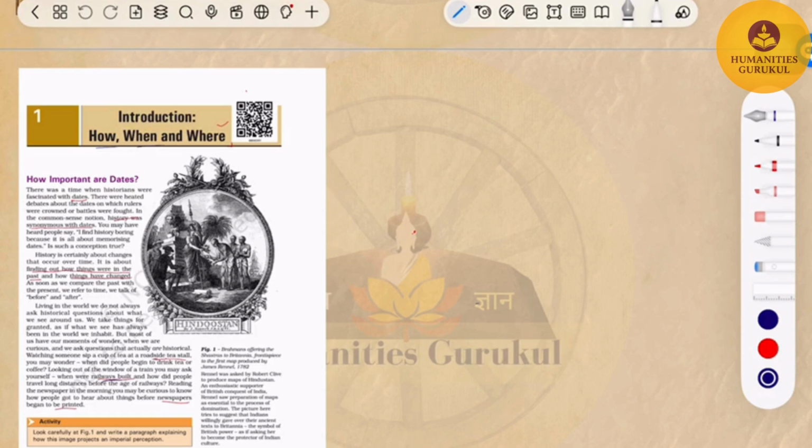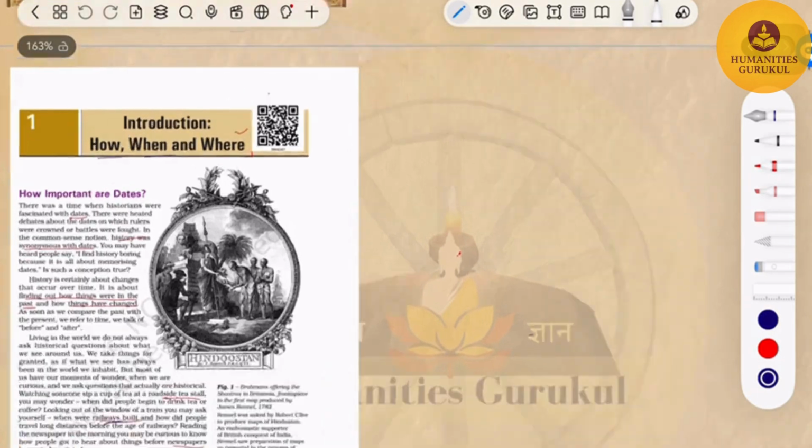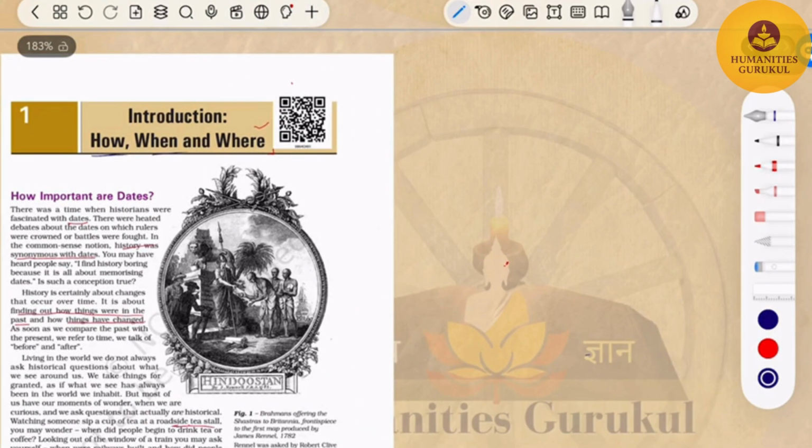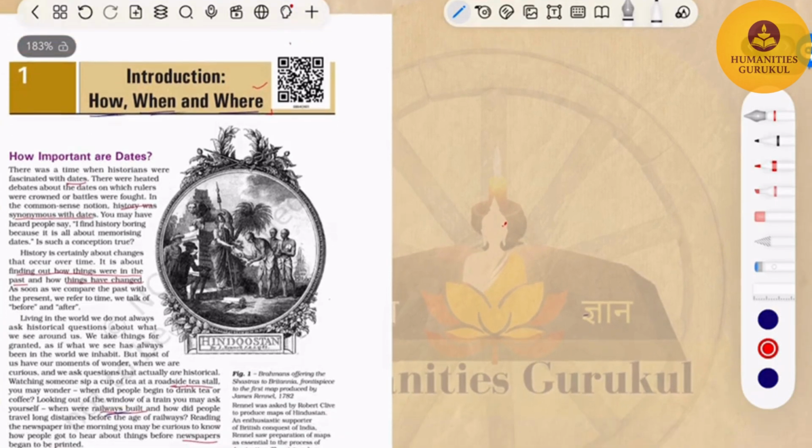So today we will start our discussion with the first chapter of class 8's standard history. As the chapter goes, how, when, where. So in simple terms, it is the very basic introduction about history, right?